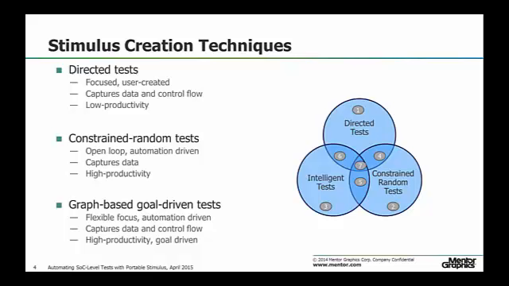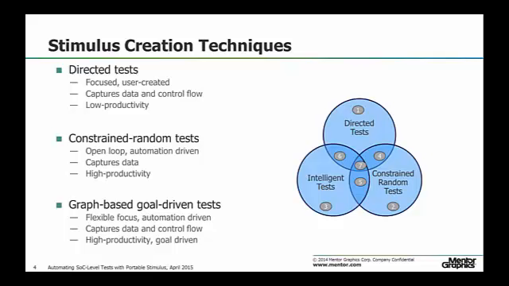So the third methodology here is the topic of this presentation, graph-based, goal-driven tests, which also share some of the key attributes of constrained random. There's a high degree of automation, but it's more flexible because you focus it on what you want to test. It captures both data and control flow, as we'll see in some examples here, and the productivity is very high because it's goal-driven and it's highly automated.